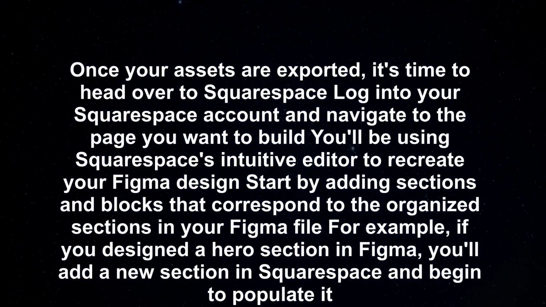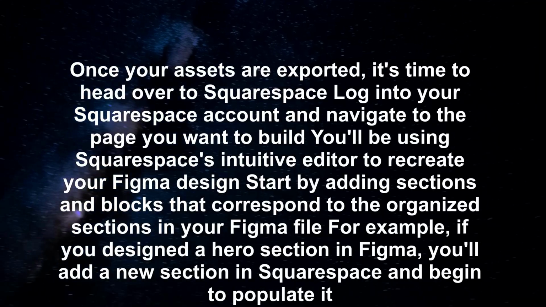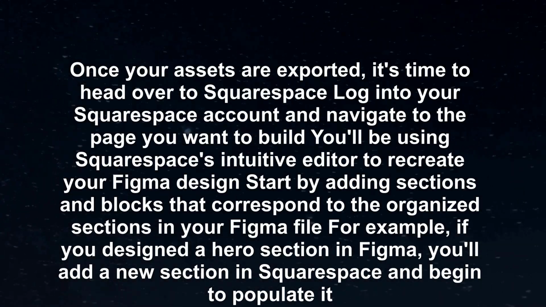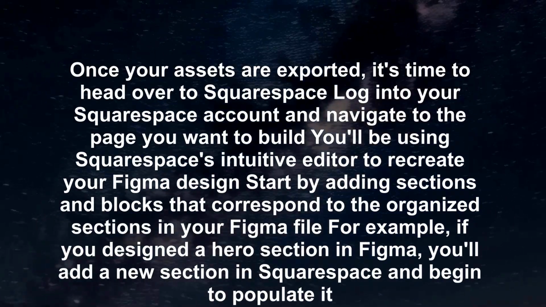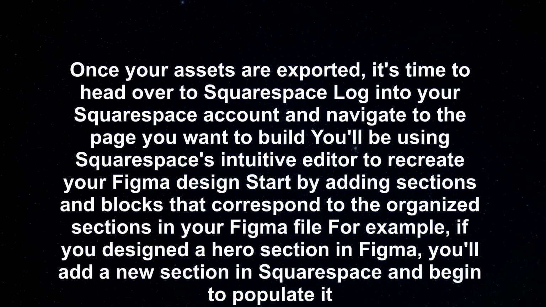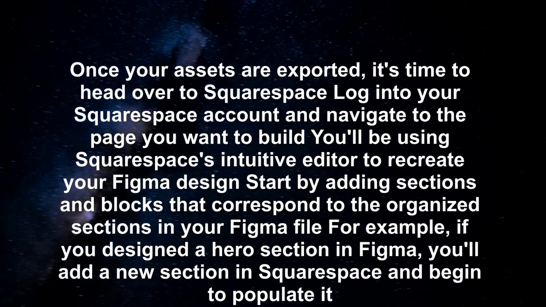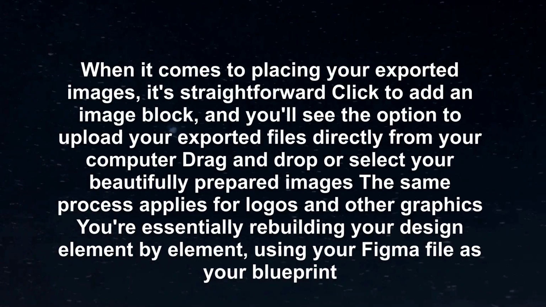Once your assets are exported, it's time to head over to Squarespace. Log into your Squarespace account and navigate to the page you want to build. You'll be using Squarespace's intuitive editor to recreate your Figma design. Start by adding sections and blocks that correspond to the organized sections in your Figma file. For example, if you designed a hero section in Figma, you'll add a new section in Squarespace and begin to populate it.